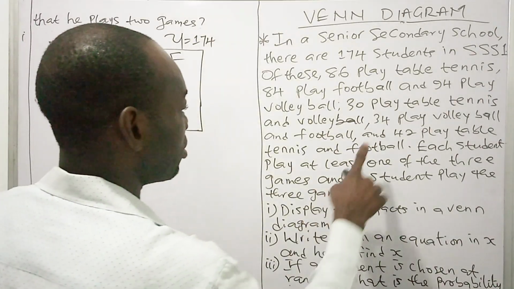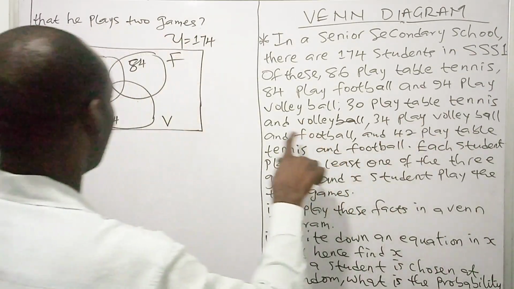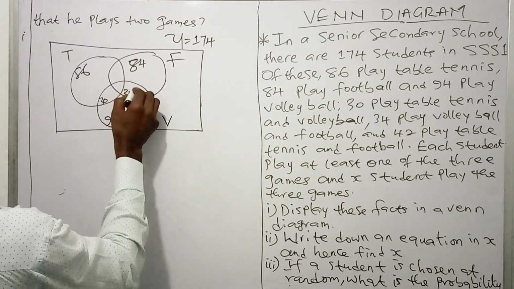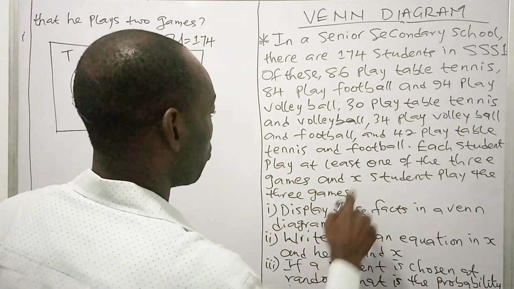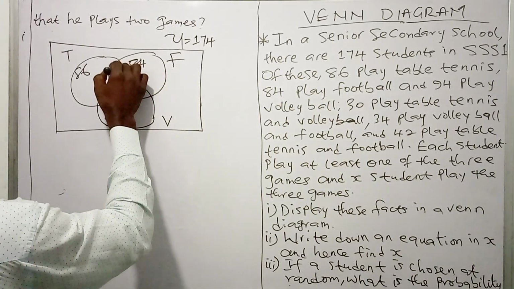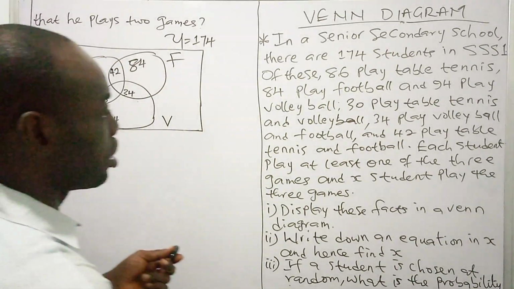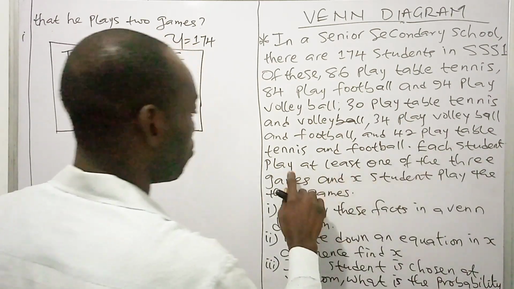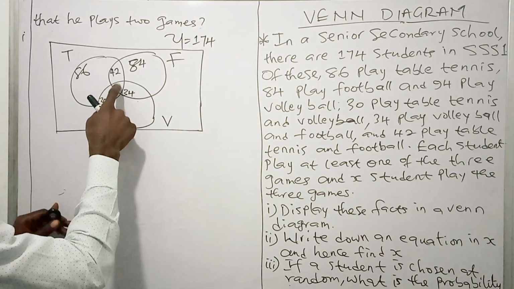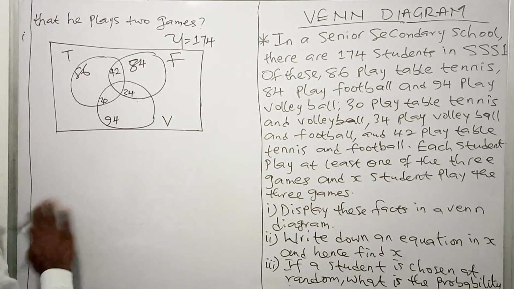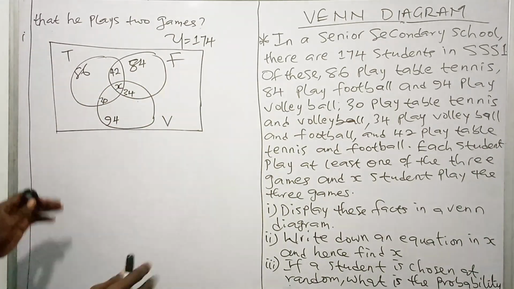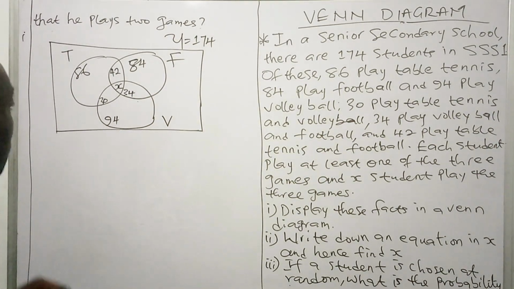Then also we have that 34 play volleyball and football. This is the section connecting both of them. We're told that there are 34 that play both. Then we're equally told that 42 play table tennis and football. So we have 42 here. Then also, we're told that each student plays at least one of the three games, and X students play the three games. This is the section that connects the three circles, and that's where we're going to have the letter X.